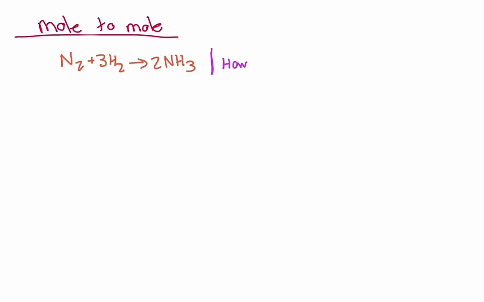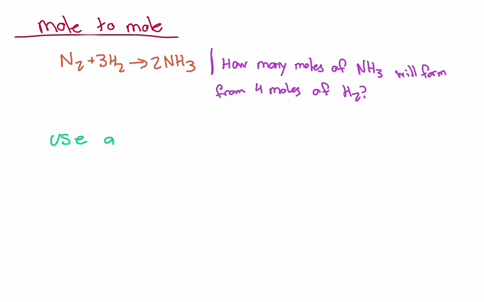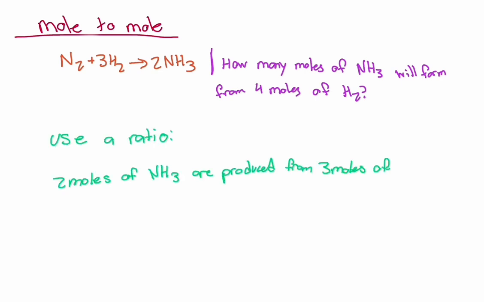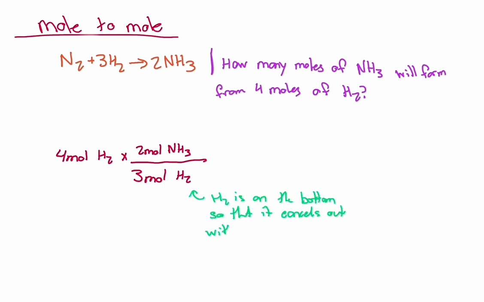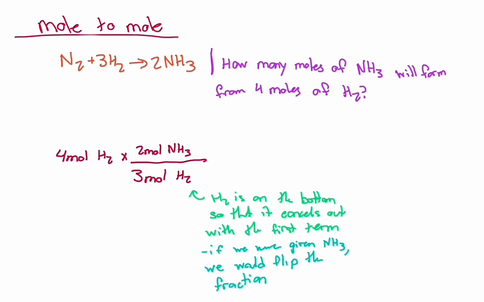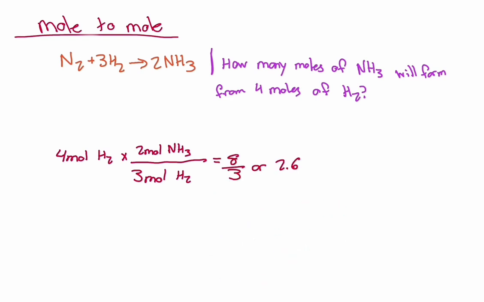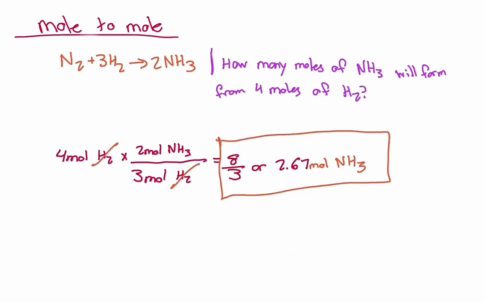Suppose you have 4 moles of H2 and want to know how many moles of NH3 can be produced. From the equation, you can see that 3 moles of H2 produces 2 moles of NH3. Using this ratio, we can multiply the 4 moles of H2 by the ratio, ensuring that hydrogen is on the bottom so they can cancel out and we're left with moles of NH3, to get 2.67 moles of NH3. So 4 moles of hydrogen will produce 2.67 moles of ammonia.